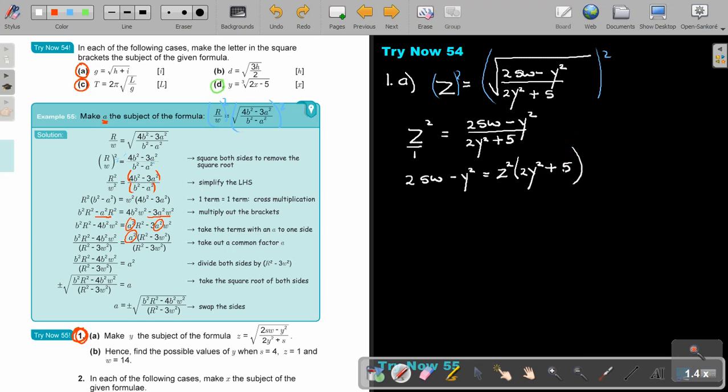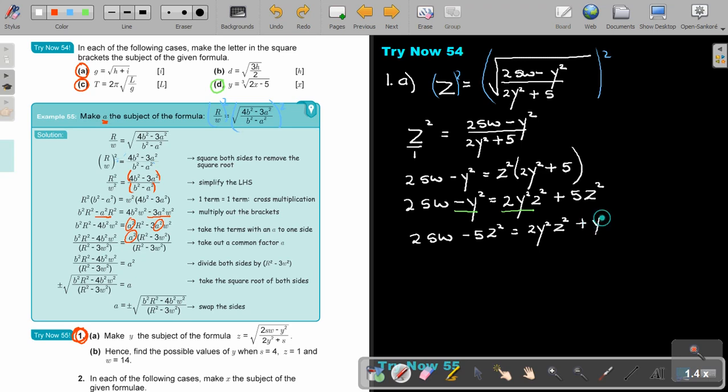Now we're just going to multiply that out. So 2sw minus y squared equals 2y squared z squared plus s z squared. It's very difficult to see the 2 and the z, but it's 2. Let me underline the subjects. There's a y, there's a y. So get those on the same side. So take that one over, take that one over. So it's 2sw minus s z squared equals 2y squared z squared plus y squared.